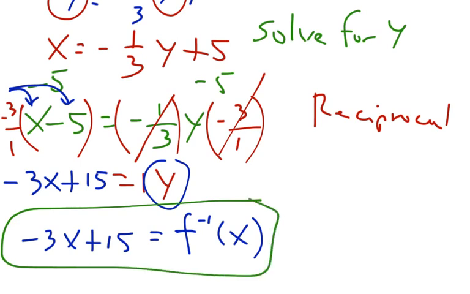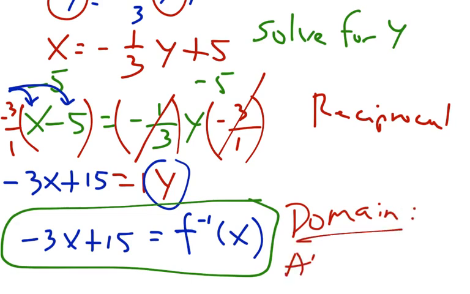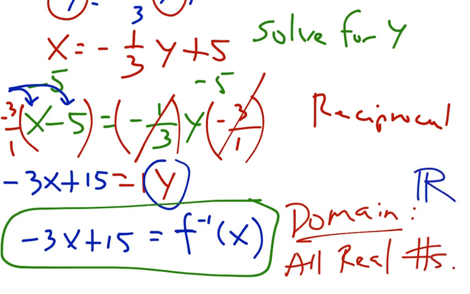Whenever we're doing functions, we like to find the domain. The domain for this function, because there's nothing dividing my function, or there are no radicals in my function, is going to be all real numbers, or you can write it as the set of real numbers. Okay, that's your domain. So that's my inverse function, and that's my domain.